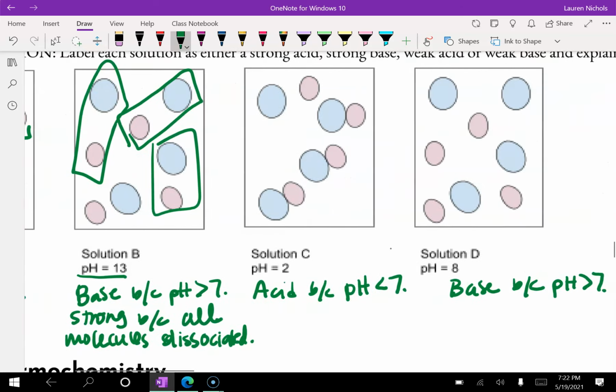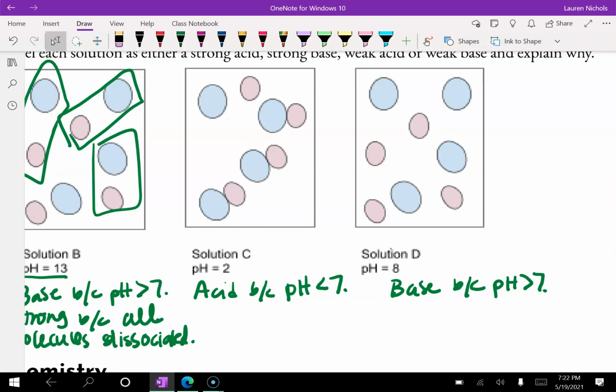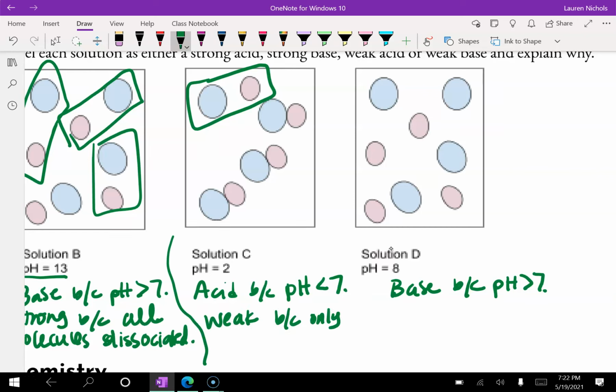Now, if we look at solution C, a pH of 2 makes you think that it's strong. However, notice only one molecule dissociated. So even though it has a pH of 2, this is actually weak because only one of 4 molecules dissociated. That would be 25%. That's not a lot, okay?